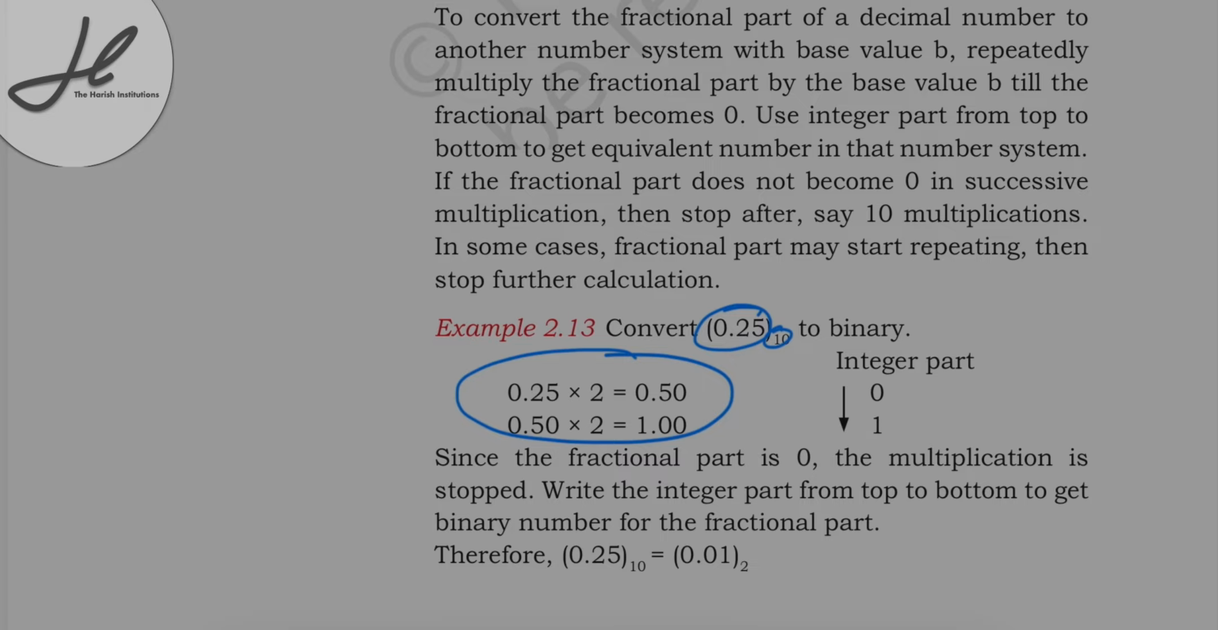So 0.25 multiplied by 2 is 0.50. Integer part here is 0, so we will write 0. Now 0.50, the fractional part 0.50 is multiplied by 2, we get integer part 1.